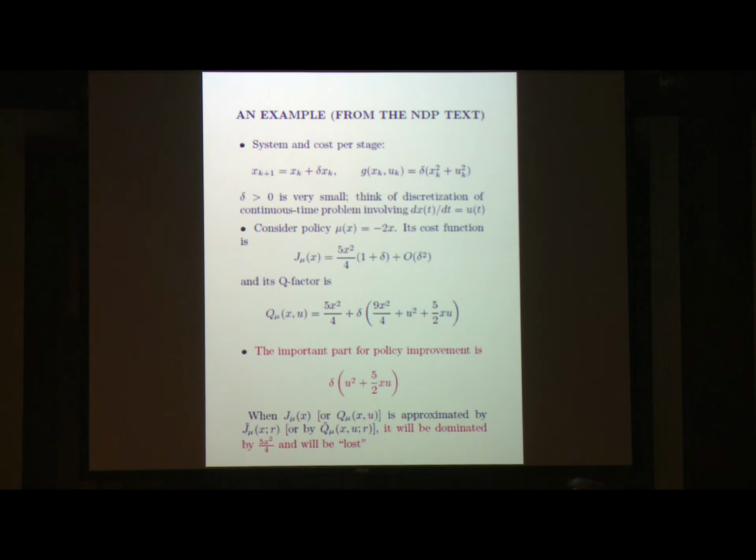People who work in adaptive dynamic programming, in approximate dynamic programming with continuous time systems, are well aware of this problem. They do not use the standard methods in the same way that people who work in artificial intelligence do. And the reason is precisely this. You should be approximating, in some contexts, differences of cost to go values and not cost to go values.